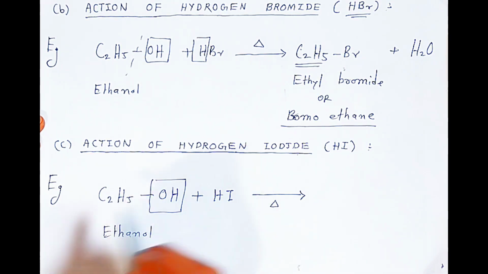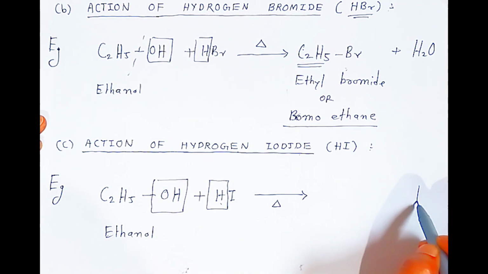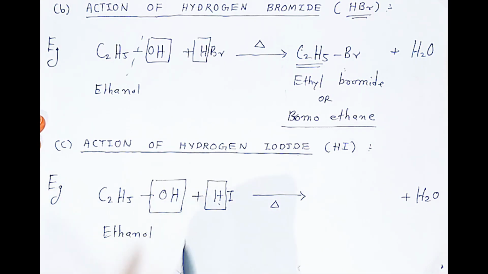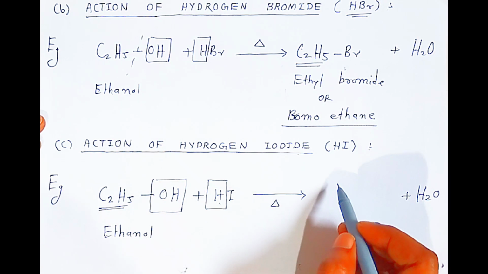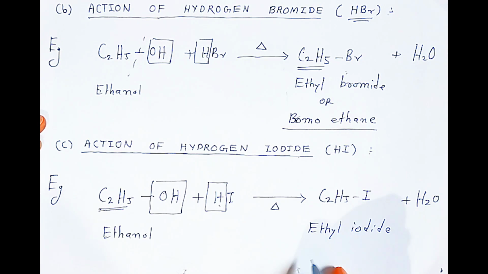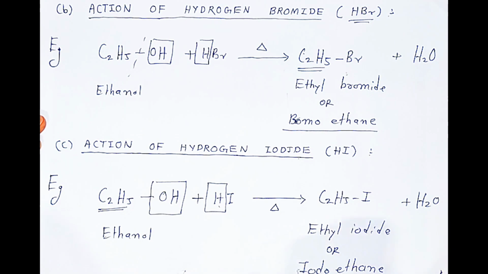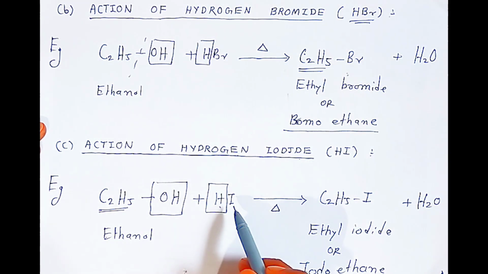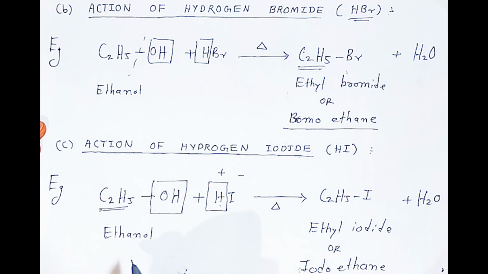The OH of ethanol combines with hydrogen of the hydrogen iodide and it will form water molecules. Now here, students, C2H5 combines with iodine and it will form C2H5I, ethyl iodide. You can say, and IUPAC we can say, iodoethane. So this way, students, you can see the reagent here. Hydrogen will always be positive and iodine will be negative. Understanding, students? So this way it will form the ethyl iodide.